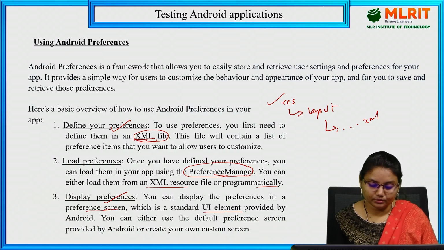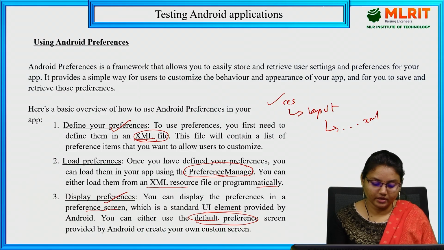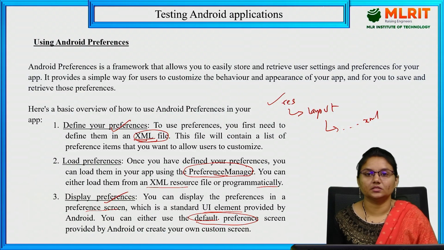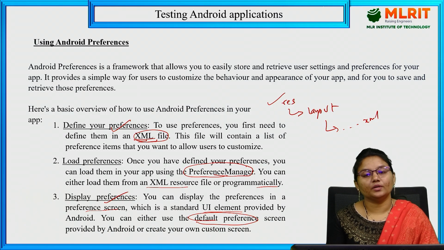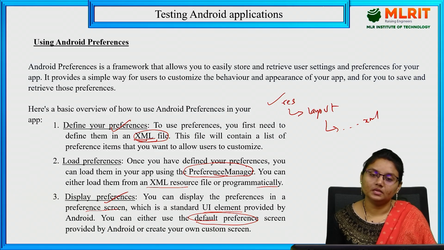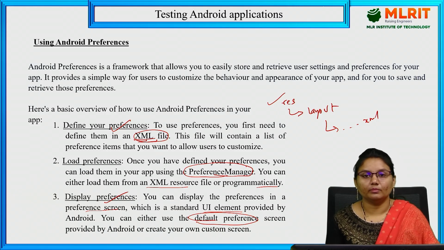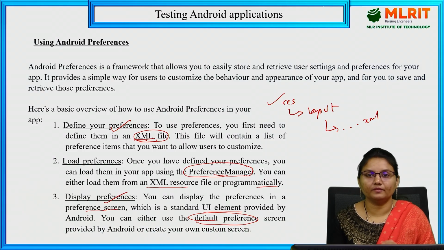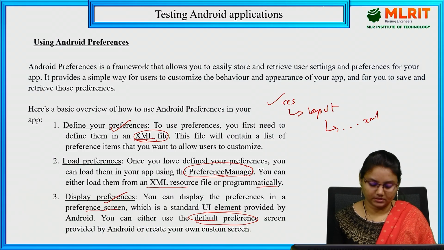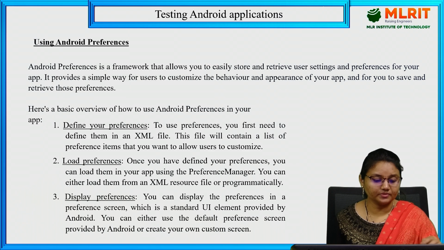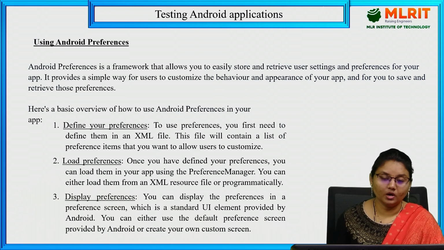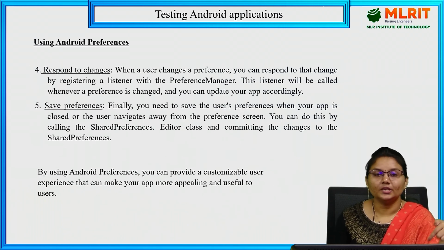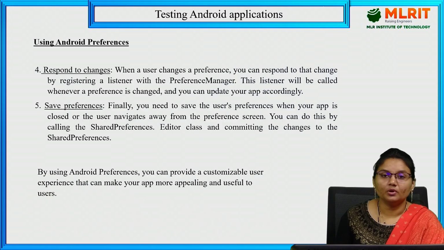You can either use the default preferences screen provided by Android, or create your custom screen. If you want to define a custom screen, that can be made possible using activity_main.xml, which can be stored in your layouts, and those can be displayed for the users to see how it is customized. So first define, load, then what? Display the preferences.